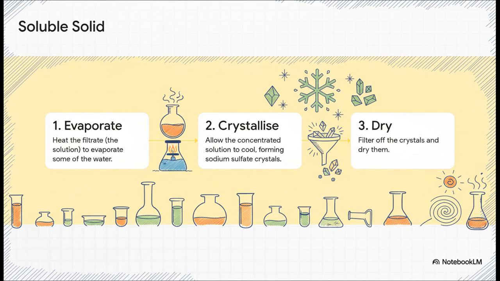Now for the second half, getting the soluble sodium sulfate. This needs a totally different technique, crystallization. The liquid that passed through the filter paper, the filtrate, that's where our salt is. Step 1 is to gently heat it to evaporate some of the water, making the solution more concentrated. Then, and this is the key part, we let it cool down slowly. As it cools, the sodium sulfate becomes less soluble and starts to form pure crystals. Finally, we just filter those crystals out and let them dry. It's a completely different process, and that's how you'd get the other 2 marks.